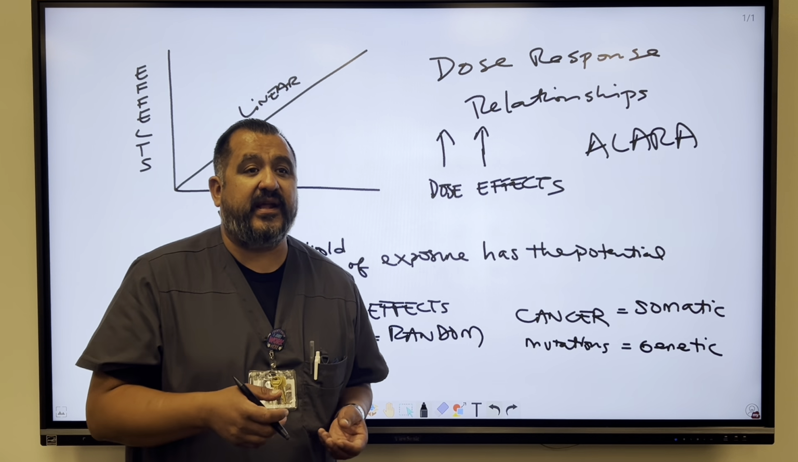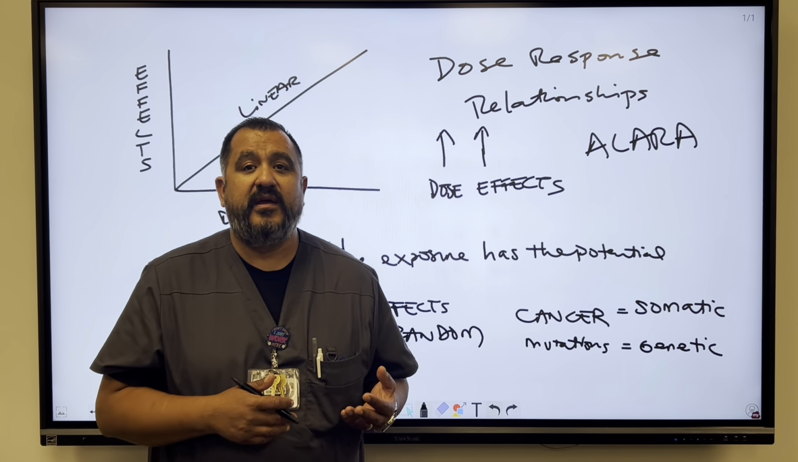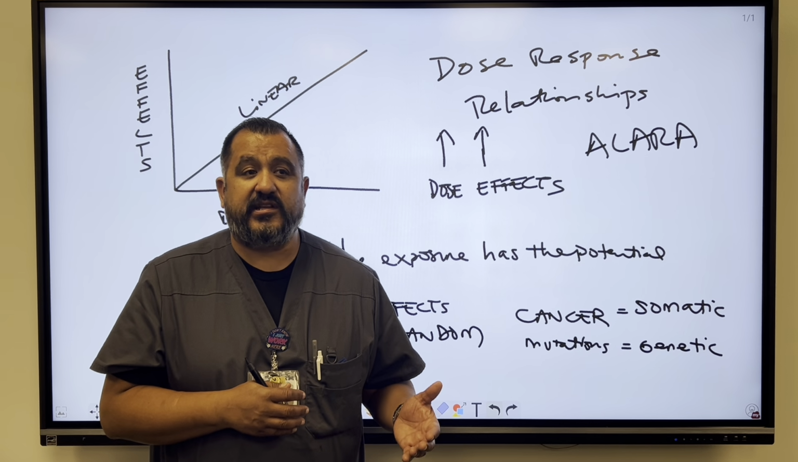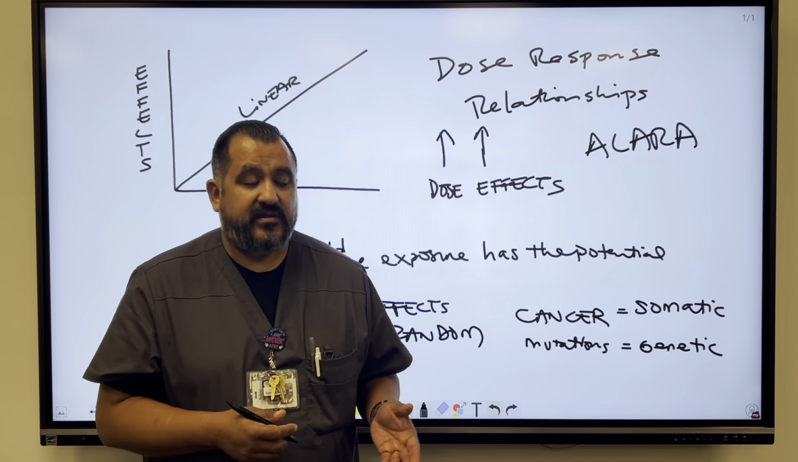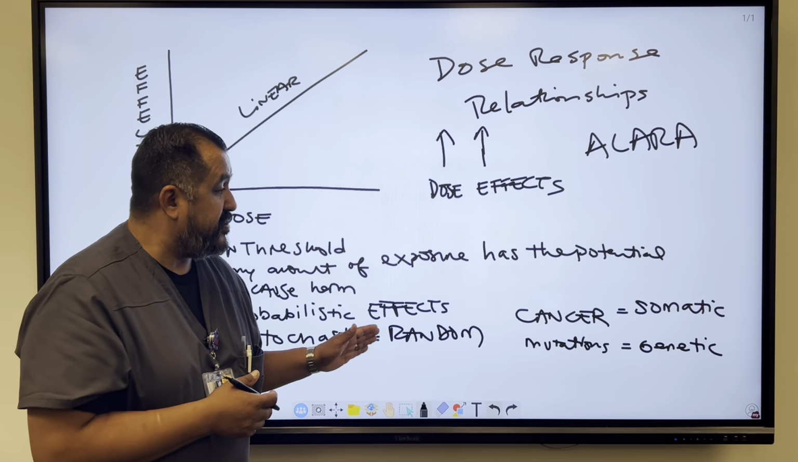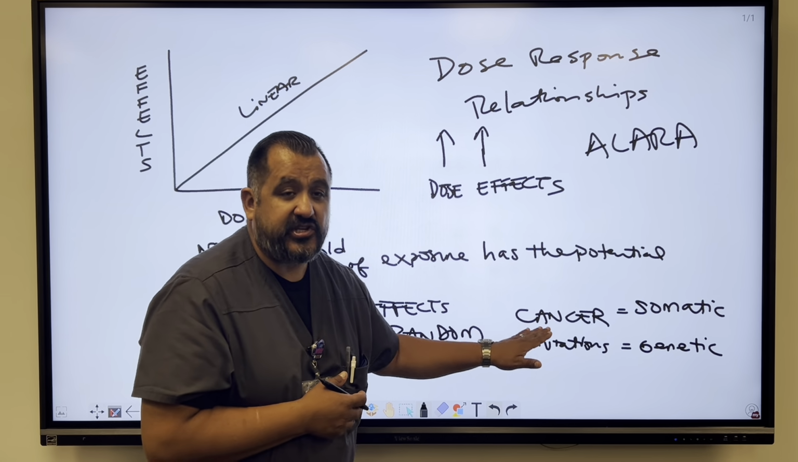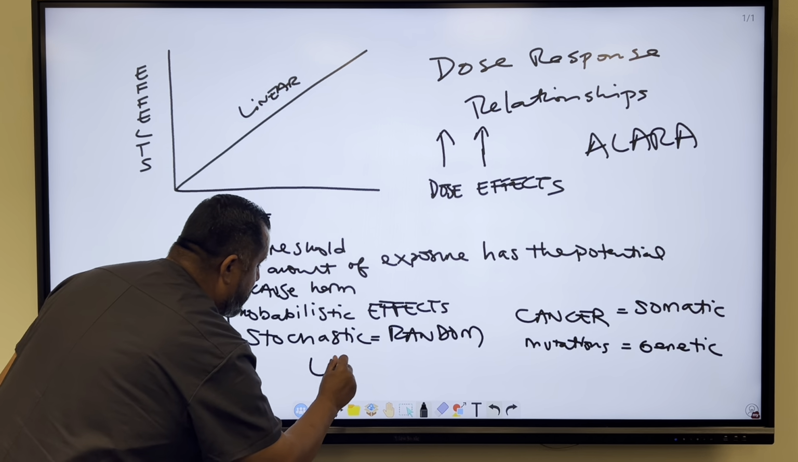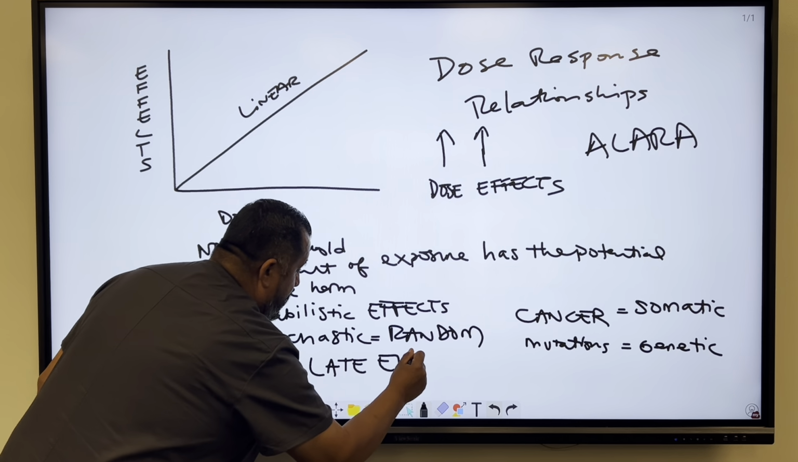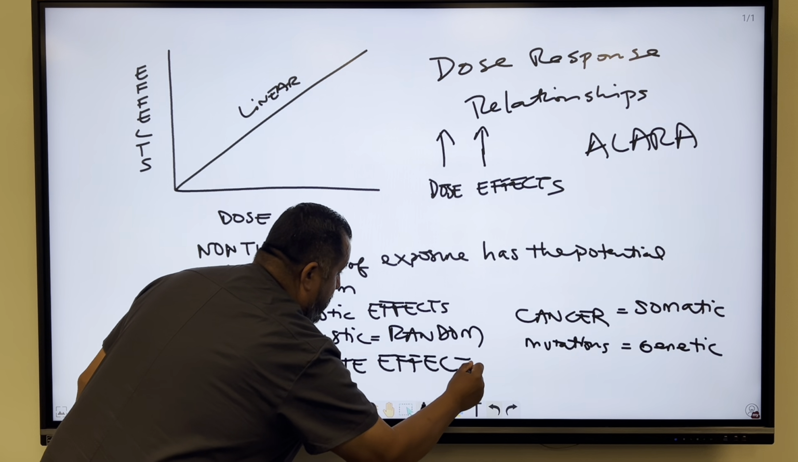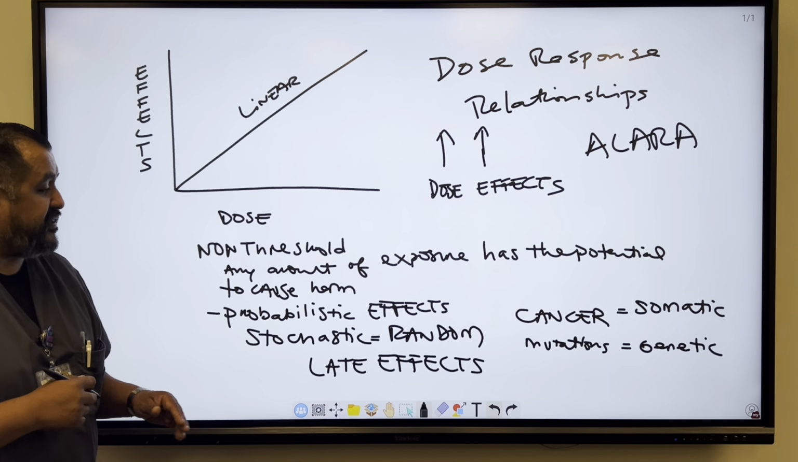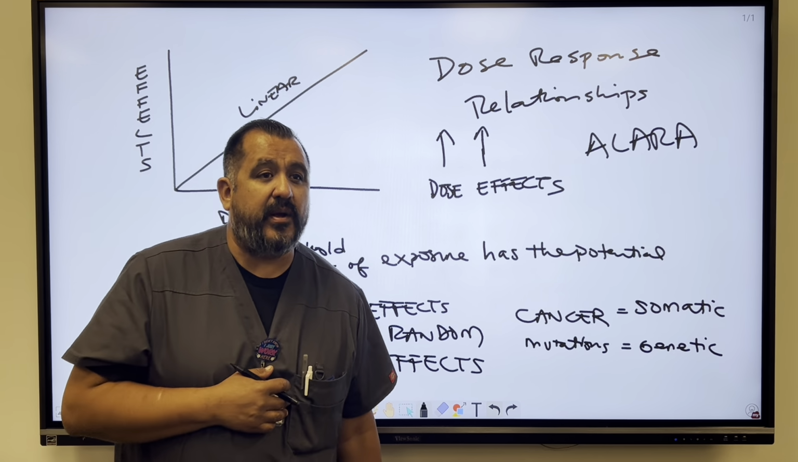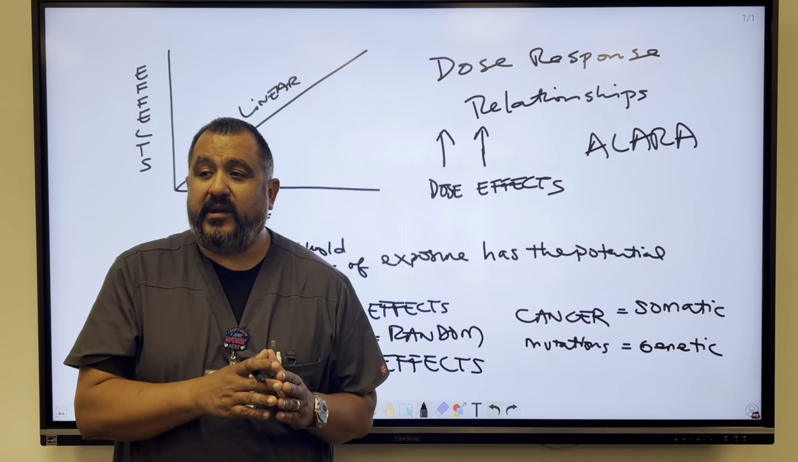Now think about when these things are going to happen. If somebody were to get cancer, do they have cancer the very next day? No, it takes months and years to develop, correct? So cancer is going to be what's called a late effect. So with stochastic, they're associated with both somatic and genetic, but with both of these, they're going to be associated with late effects. They're not going to occur early, they're not acute, they're not prompt, they're not immediate. They're going to happen later on in life.